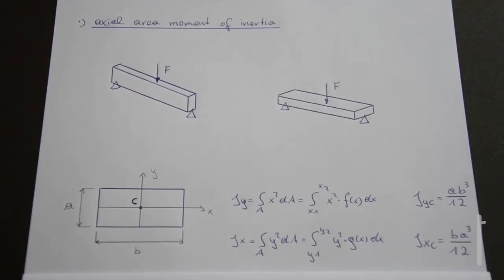But how big is the moment of inertia concerning an axis which does not run through the centroid? For example, this one here, if we would have an axis here. For this, we need the so-called Huygens-Steiner theorem.